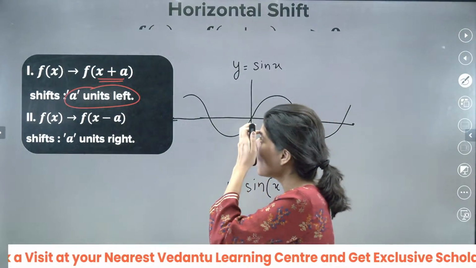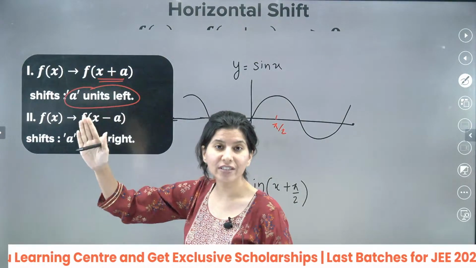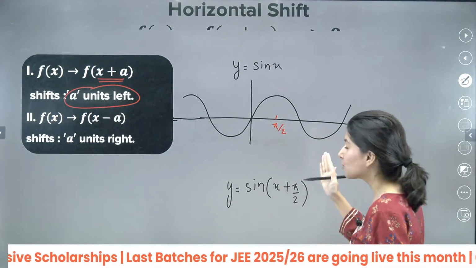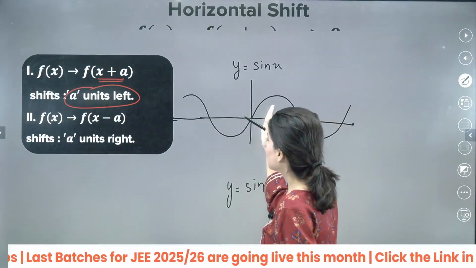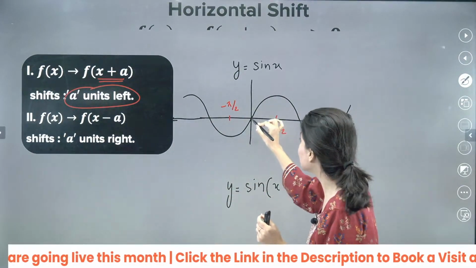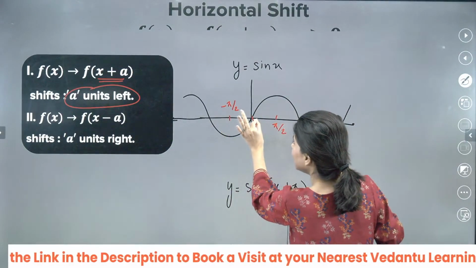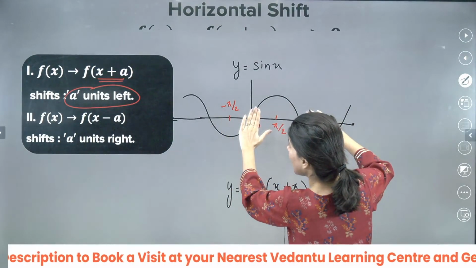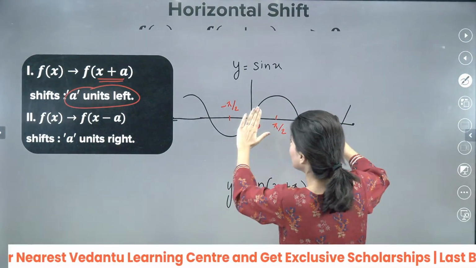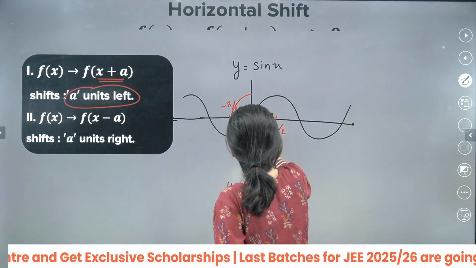Okay, so the moment you see x plus a, we need to shift this graph a units left. So x plus pi by 2, shift this graph towards the left by pi by 2 units. So this is your minus pi by 2, and this is your 0. Now if I shift this graph towards the left, how many units? Pi by 2 units. So this graph will be like this, and now it will be like this.